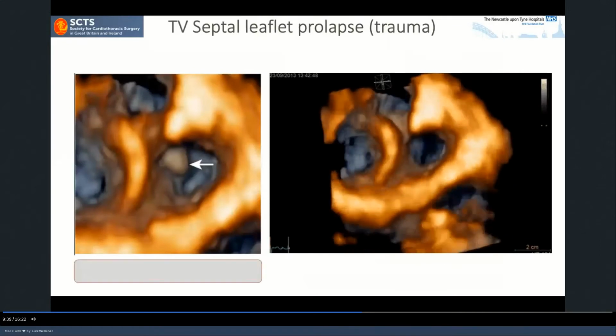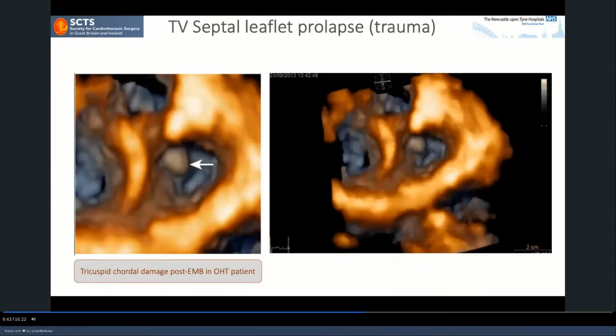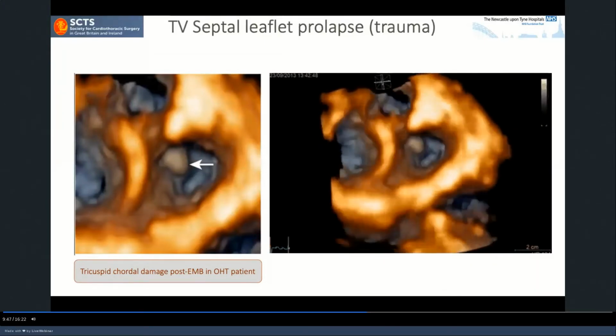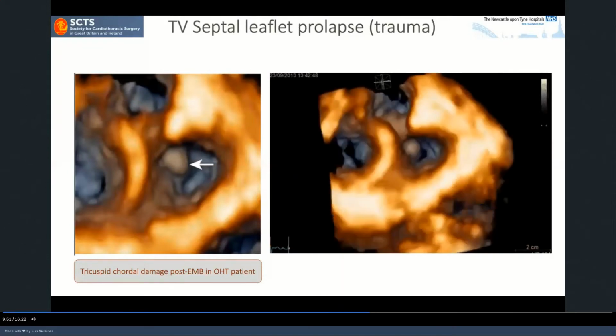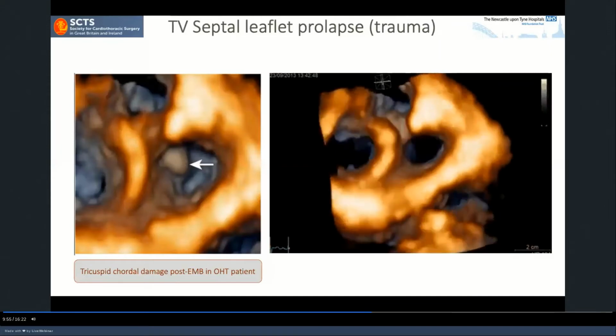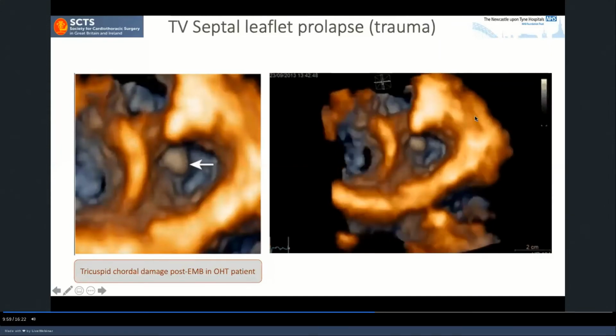The next example here is of damage to the tricuspid valve tissue. This is a patient who is post-cardiac transplant and underwent an endomyocardial biopsy. Following the biopsy, there was traumatic injury of the leaflet of the tricuspid valve. And here you can see the septal leaflet in the en-face view on 3D imaging.